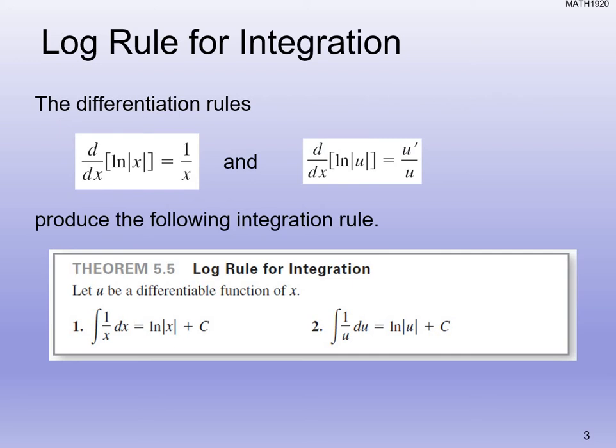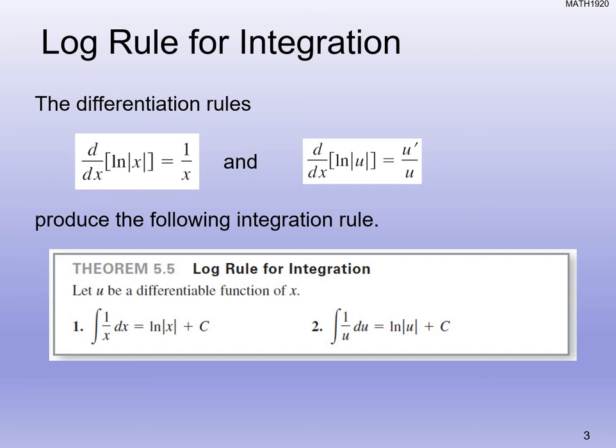All right, so Theorem 5.5, we're going to use the log rule for integration. Let u be a differentiable function of x. The integral of 1 over x dx gives us the natural log of the absolute value of x plus c. If we're doing u-substitution, the integral of 1 over u du equals the natural log of the absolute value of u plus c.